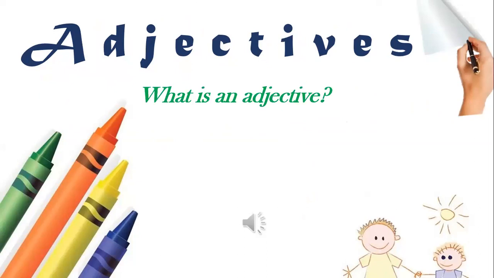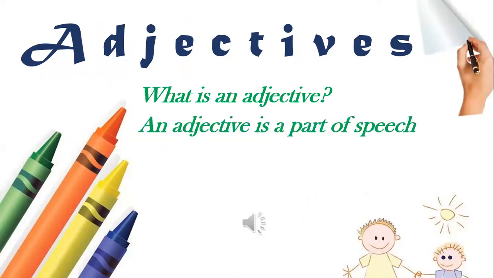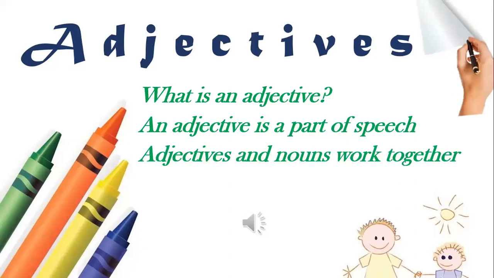What is an adjective? Check it out. An adjective is a part of speech that makes reading and writing more exciting for you and me. Listen, here's how it works. Adjectives and nouns, they work together to help make your reading and writing so much better.